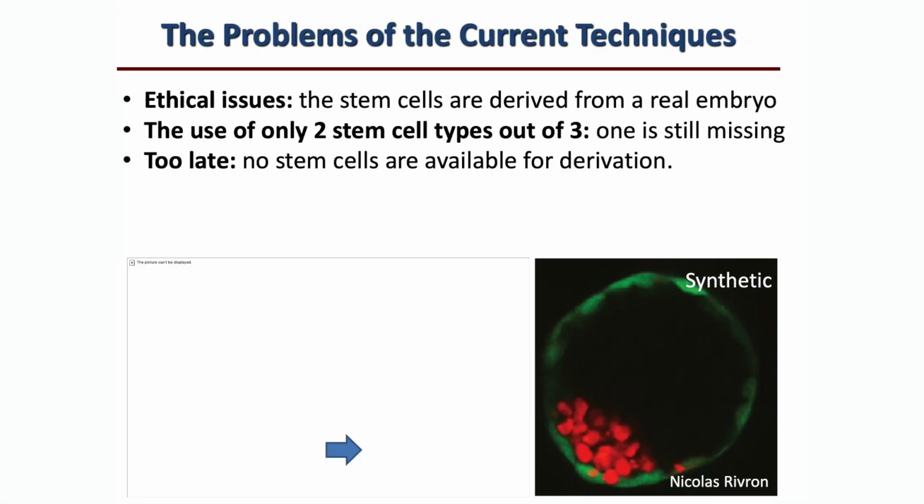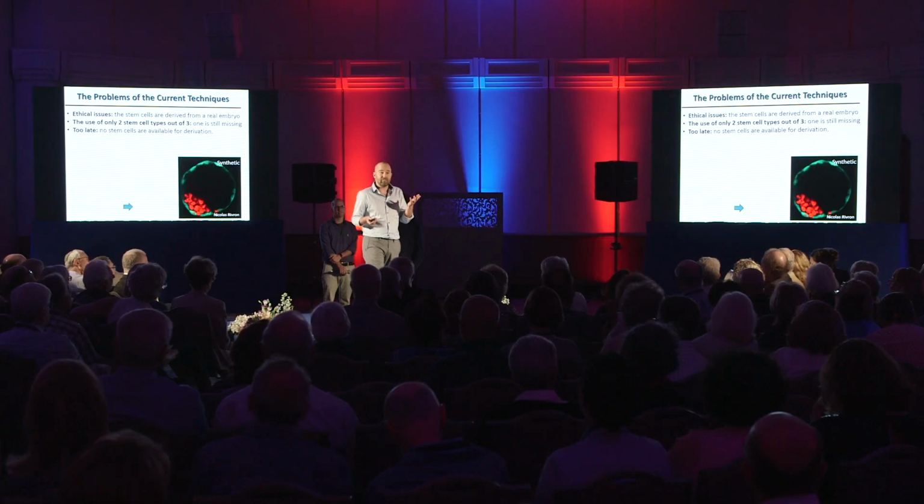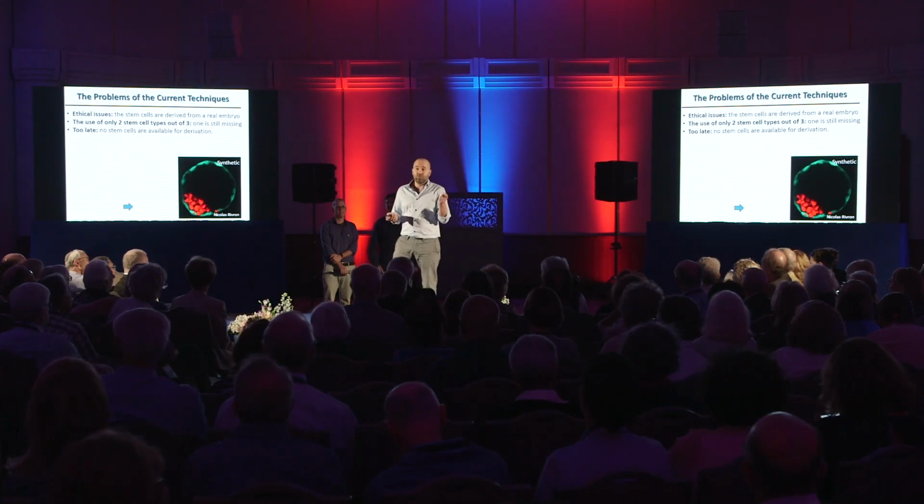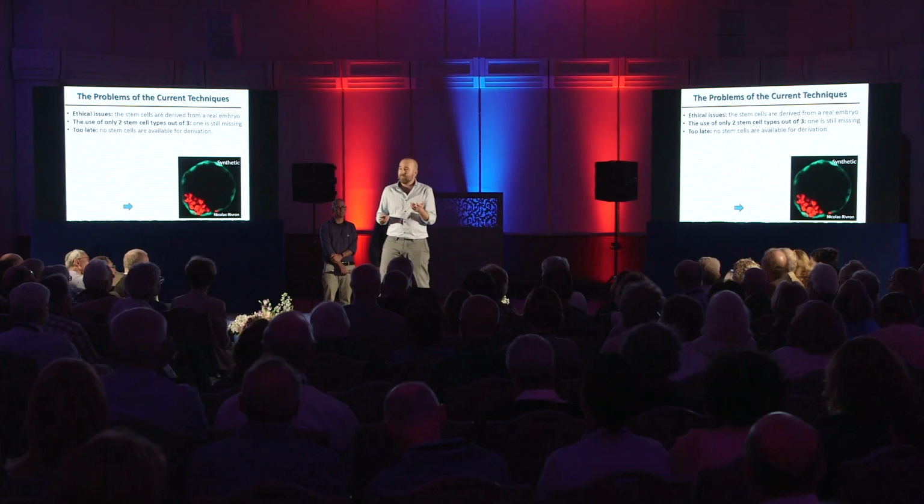One limitation is ethical issues. In order to build this synthetic embryo, you first need to kill an embryo to isolate its stem cells. Another limitation is that these scientists used only 2 stem cell types. They are still missing the cell type that generates the yolk sac.